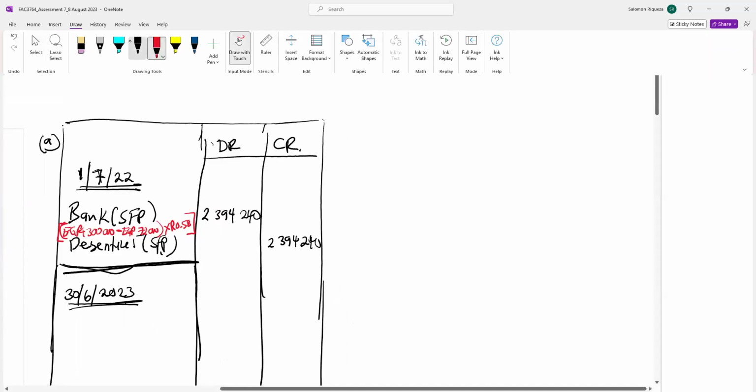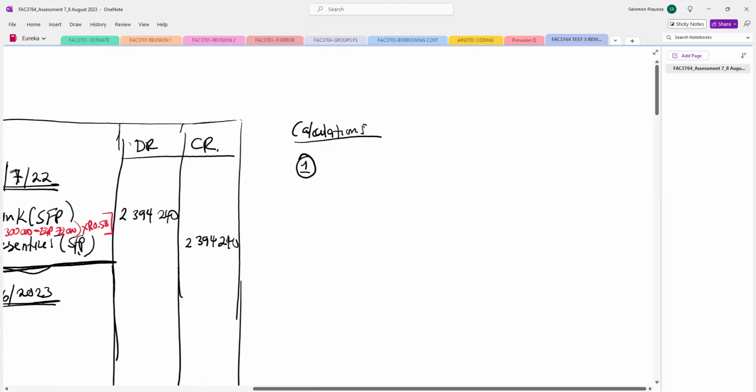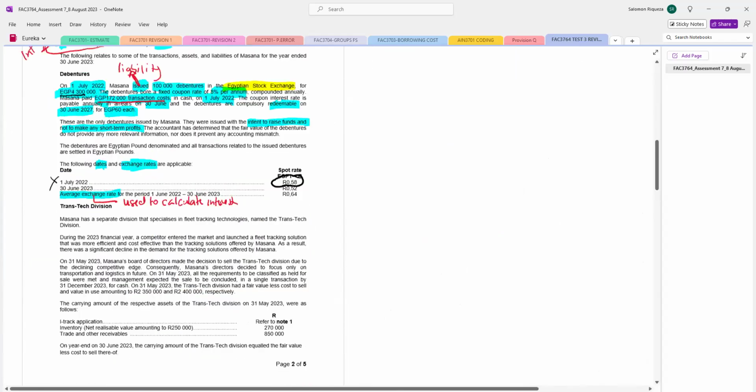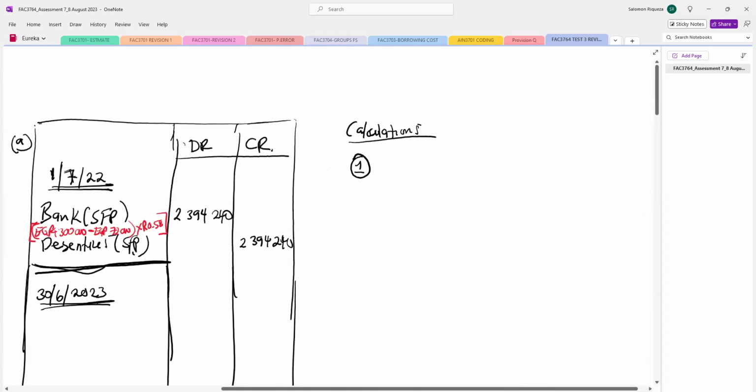I'm going to do this on the side. I'm just going to label calculations here. Calculations. Okay, number one, I want to calculate interest. But if you go through this information, they gave me everything except the interest rate. I do not have the interest rate. So I need to start off by calculating my inputs.